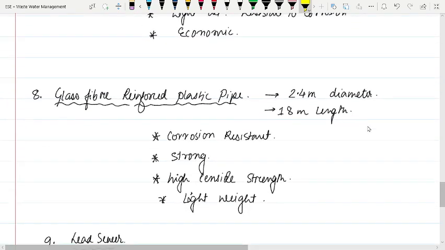Then comes glass fiber reinforced plastic pipe. Those are plastic pipes but reinforced with glass fiber, that is why they are strong. They have high tensile strength so that they can be used with pumps. They are light in weight and corrosion resistant.